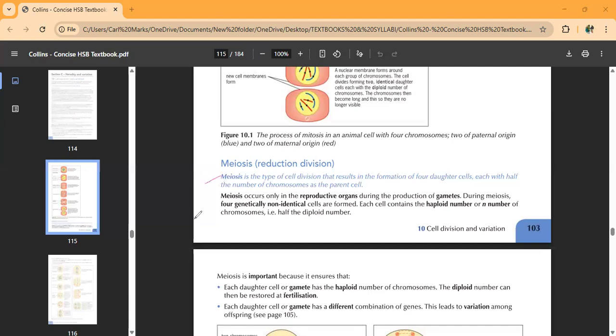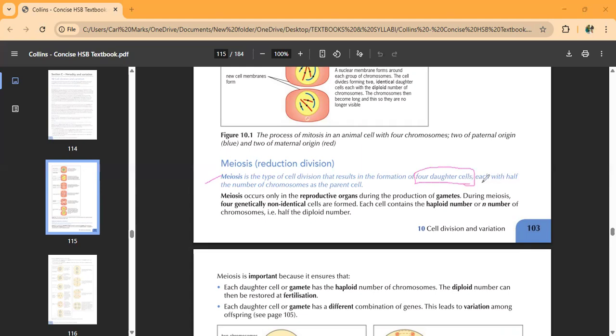So meiosis is a type of cell division that results in the formation of how many daughter cells? How many? Do you see there? 4. Good. So 4. Mitosis, how many? How many in mitosis cell division, the one we looked at just now? How many daughter cells? 2. Good. But meiosis has how many? 4. And remember in mitosis, daughter cells were identical to the parent.